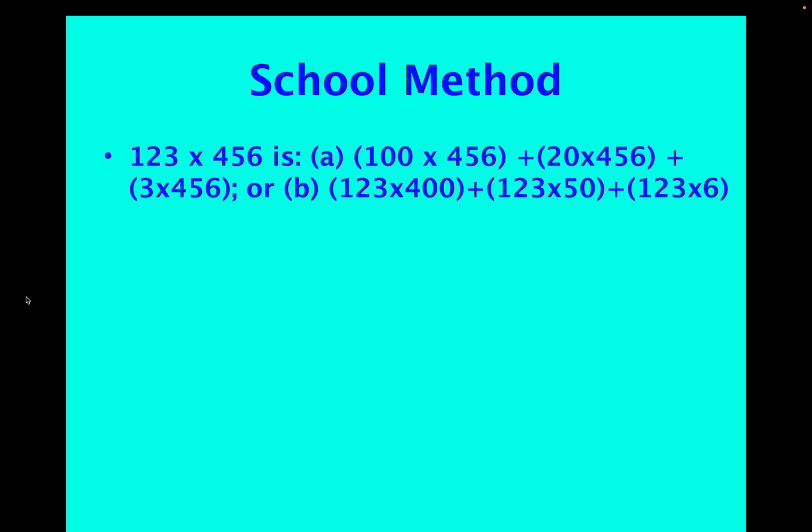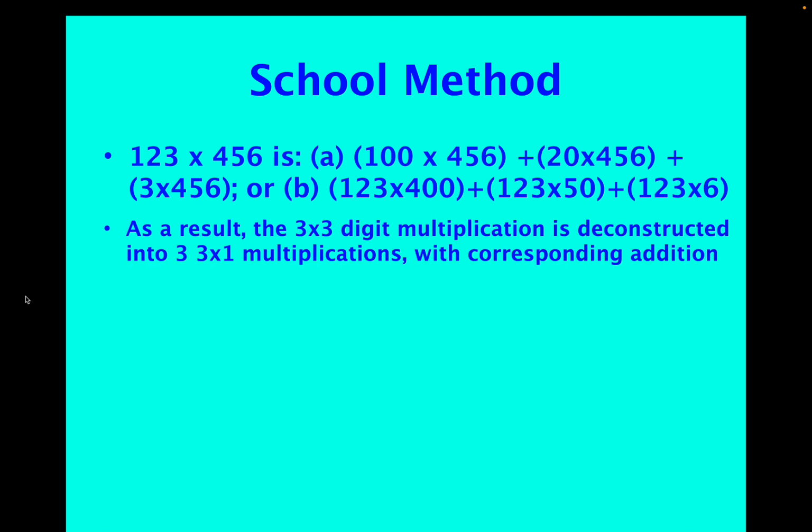So you could separate 123 into 100, 20, and 3, or you could separate 456 into 400, 50, and 6. By completing the steps in either A or B, you would have solved the multiplication. As a result, you're turning the 3 by 3 multiplication into three 3 by 1 multiplications and simply adding the result of each of those to come up with the correct solution.